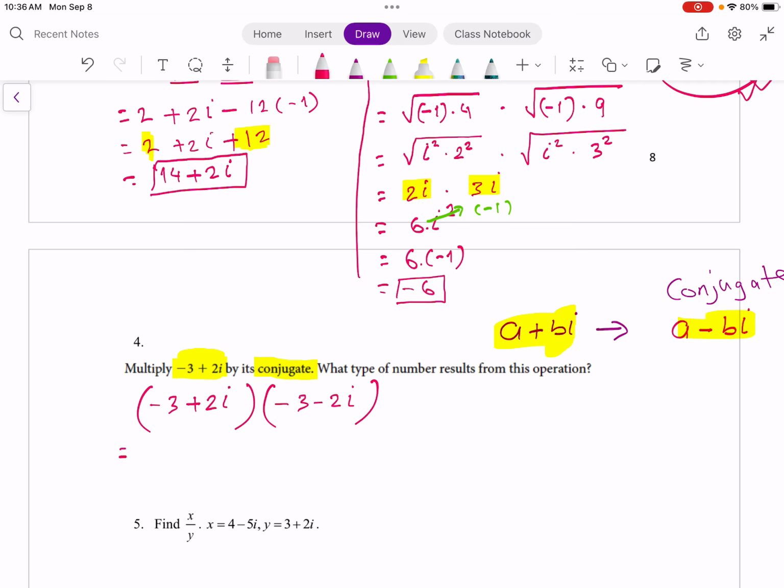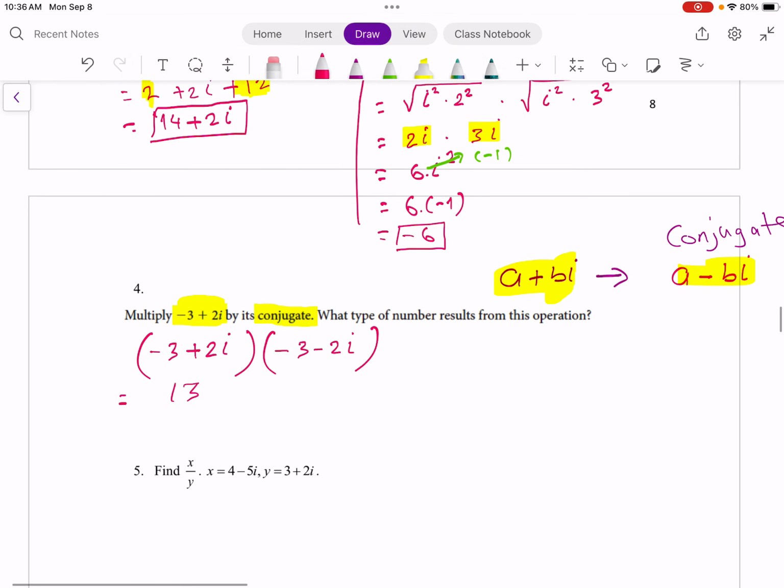Do you have a final answer? What is it? I got 13. Positive 13? Okay. So we have 13 as a final answer. Let me know if you have different than this. Do you all have positive 13? You have a different one? I got 5. Positive 5. Okay.